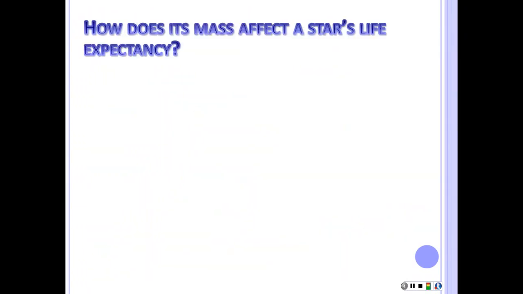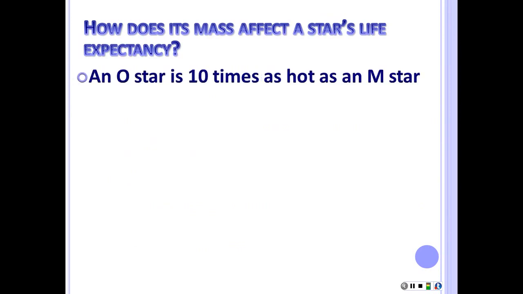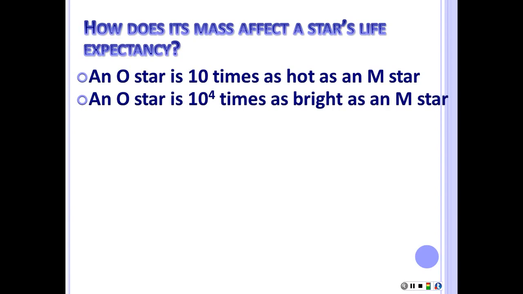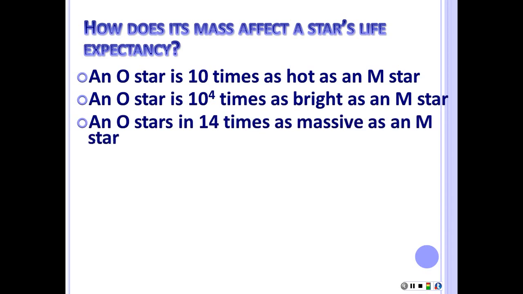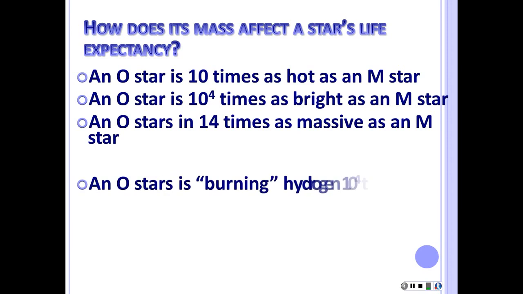So what effect does this have on a star's life expectancy? Well, let's consider an O star, an O-type star, which is very hot, 30,000 Kelvin. It's 10 times as hot as an M star, which is only 3,000 Kelvin. An O star is 10 to the 4 times as bright as an M star. Remember, an M star is fainter than a sun-like star. But an O star only has 14 times the mass. Well, what does that mean?